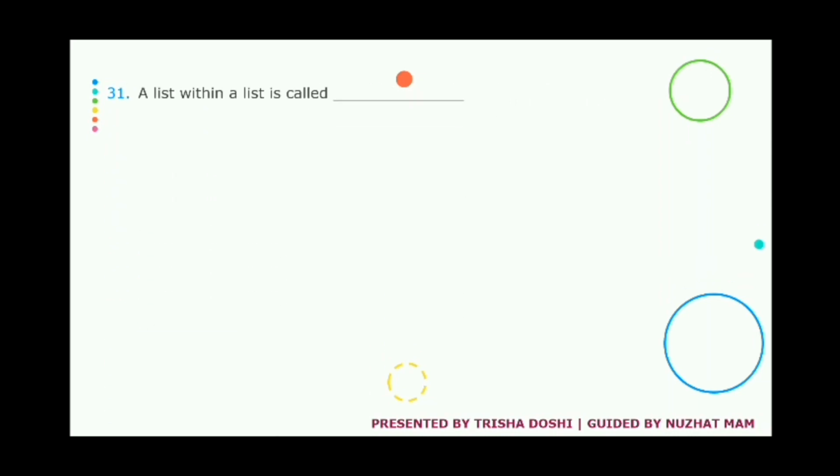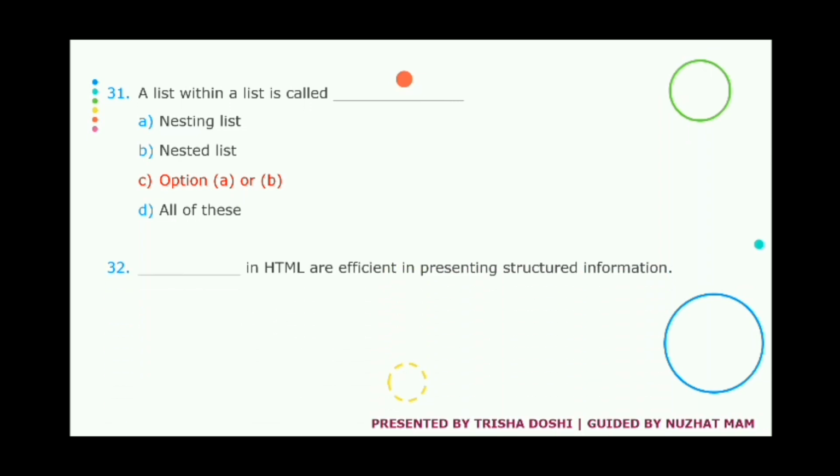Question 31. A list within a list is called ___. A. Nesting list, B. Nested list, C. Option A or B, D. All of this. The correct answer is C. Option A or B.